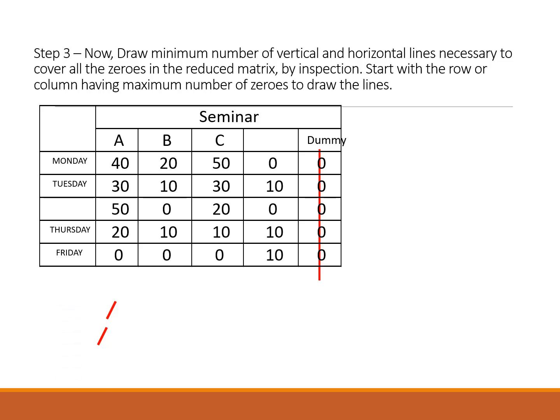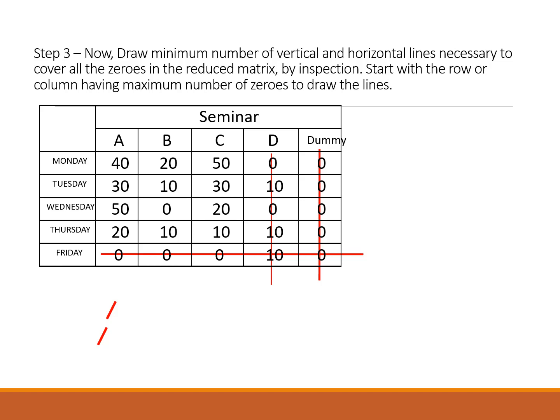The next, row Friday, having the maximum number of zeros. So draw the horizontal line which covers the maximum number of zeros. The next, move on to column D, having two zeros. So draw the vertical line which covers the maximum number of zeros. So next, for Wednesday, having a single zero over there.